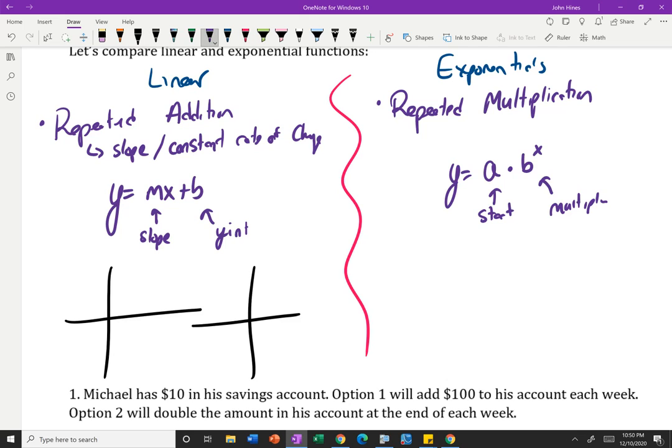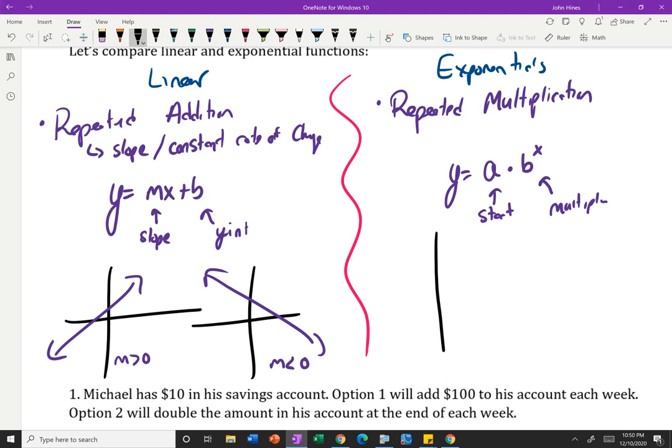When we graph these, well, the graphs of linear functions, guess what those are? When we graph linear functions, we get lines. That's why we call them linear functions. This one has a positive slope because it's increasing. This one has a negative slope, less than 0, because it's decreasing.